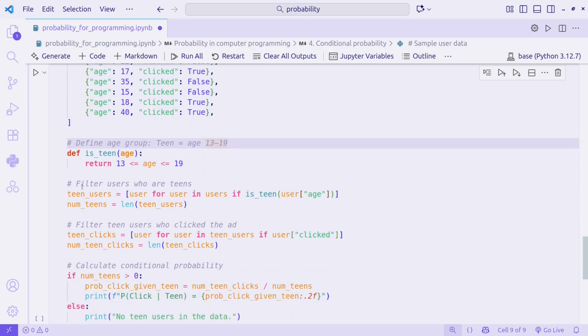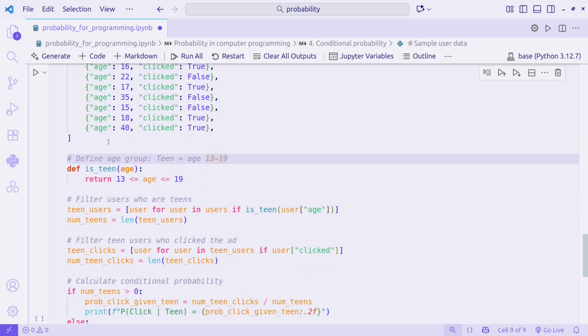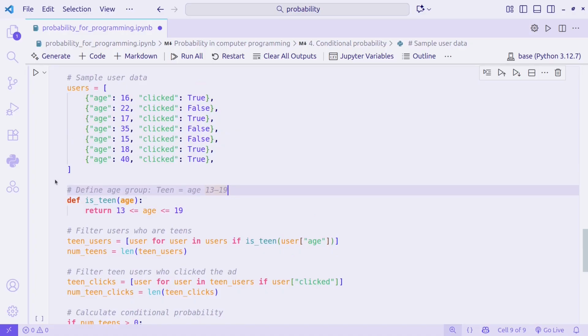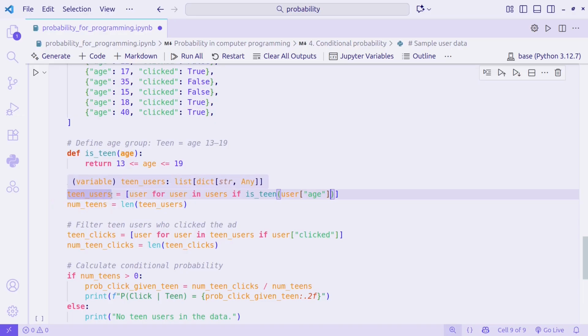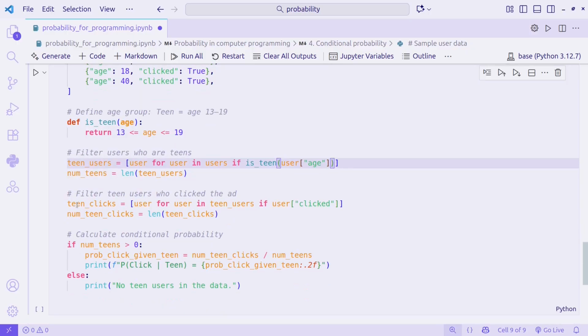And then I can filter the users who are teens from the users list. So I want to find out the users whose age is regarded as a teen. I can use this list comprehension to help us get the teen users. And I can just get the number of teens by counting the number of elements in this teens user list. That's why I have the number of teens here.